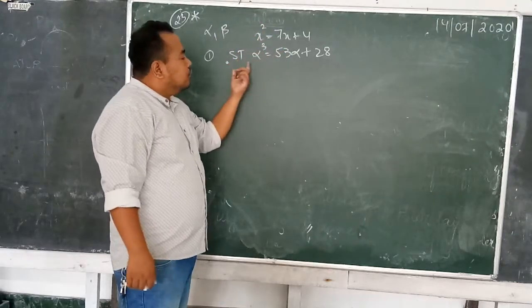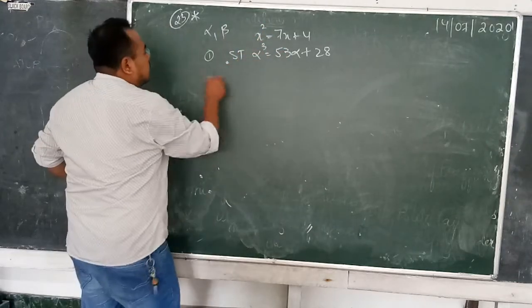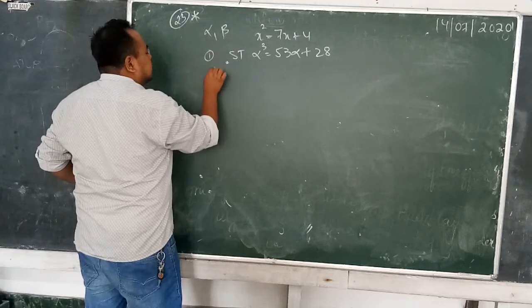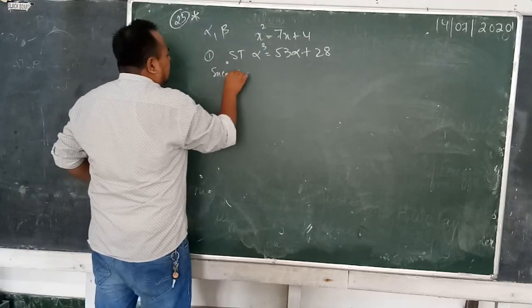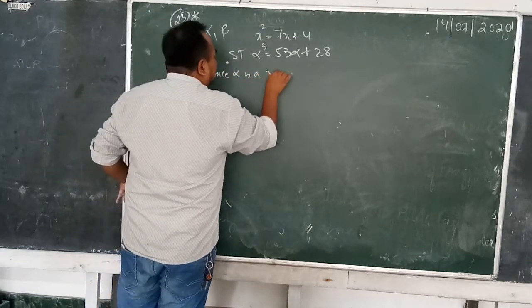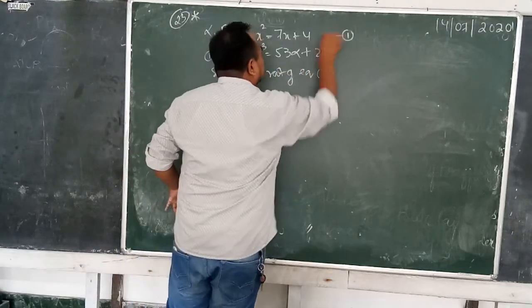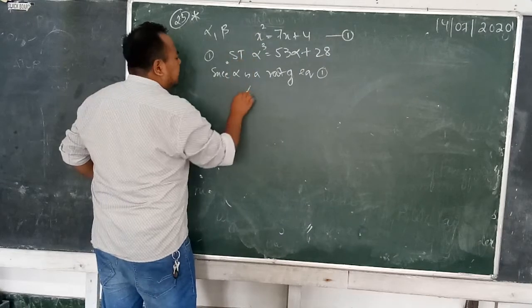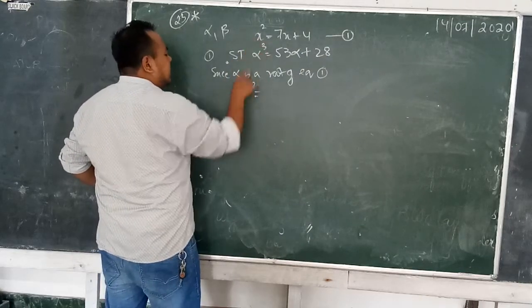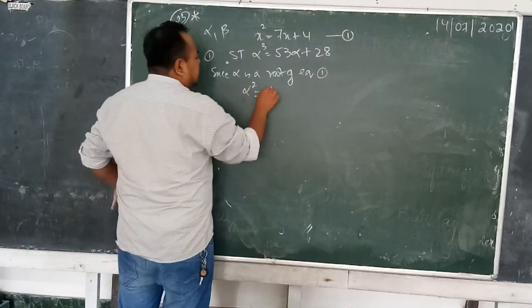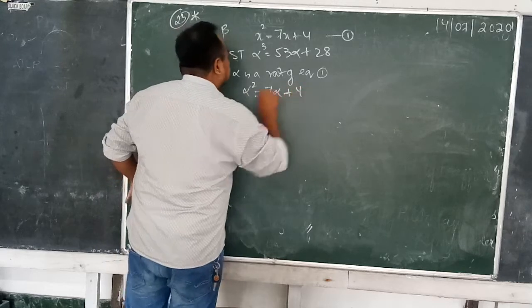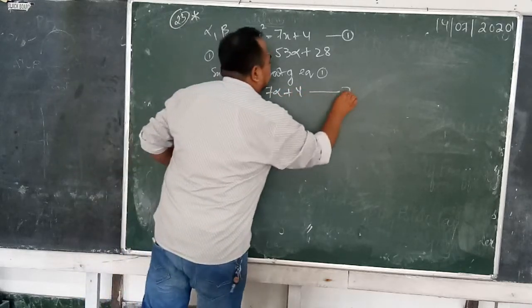But here I have to prove everything in terms of alpha, so I'm going to just use alpha. Since alpha is a root of equation 1, it must satisfy it. So what do I get? Instead of x, I write alpha. So alpha square equal to 7 alpha plus 4. This is relation number 2.